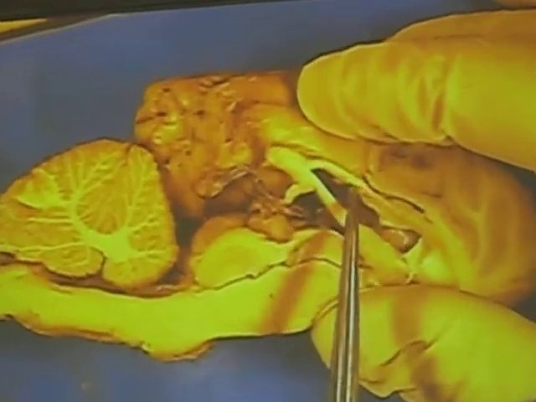Now, while we're up here, this little white fibrous line here is your corpus callosum. And then the bottom one is your fornix. The membrane that you have to separate, this little membrane here that opens up to the lateral ventricle, is your septum pellucidum.